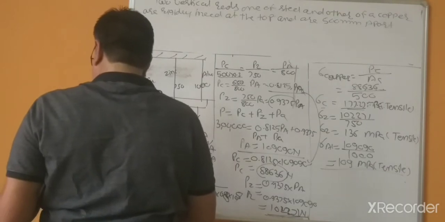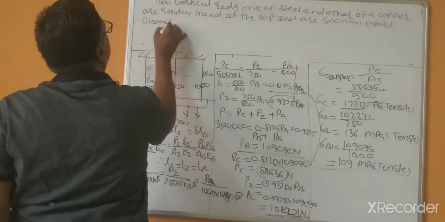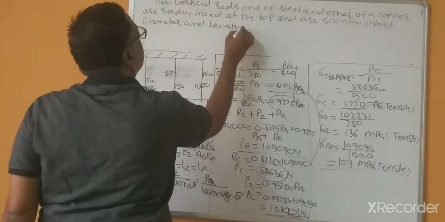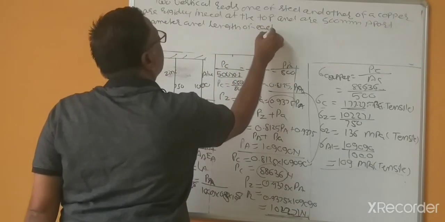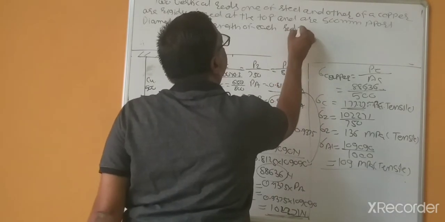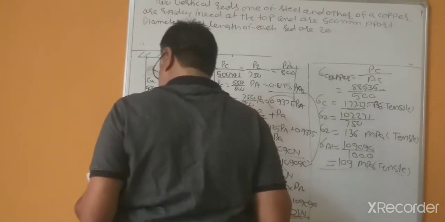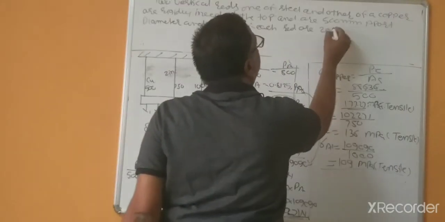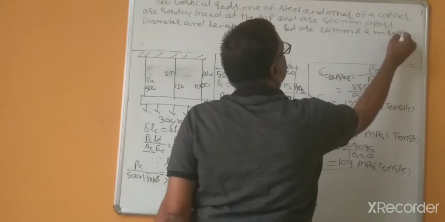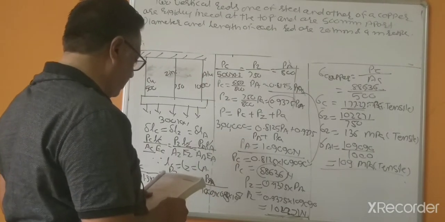Diameter and length of each rod are 20 mm and 4 meters respectively. Length is given, so we'll see what the provisions are for the length.